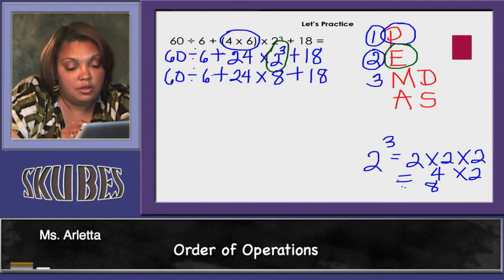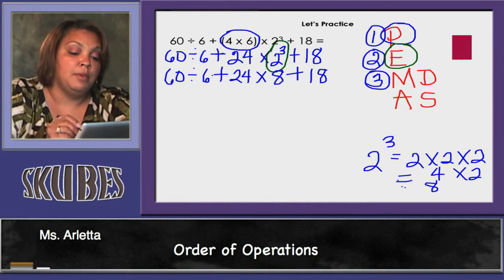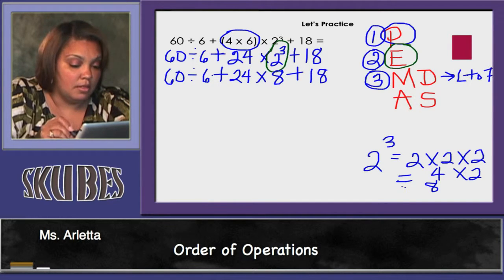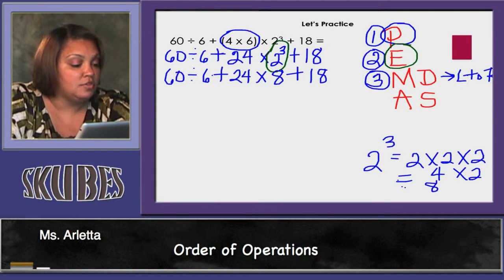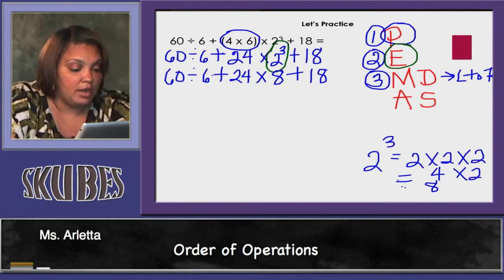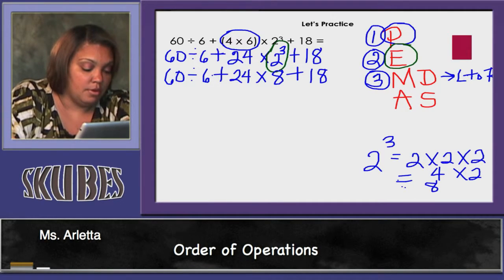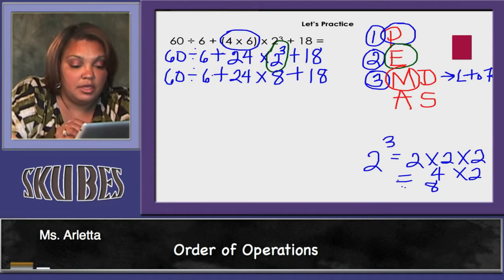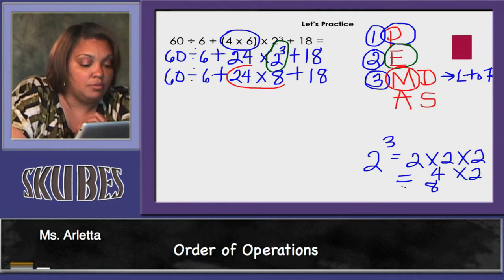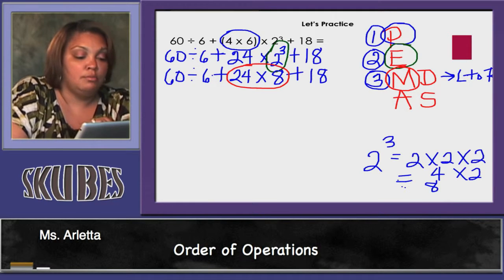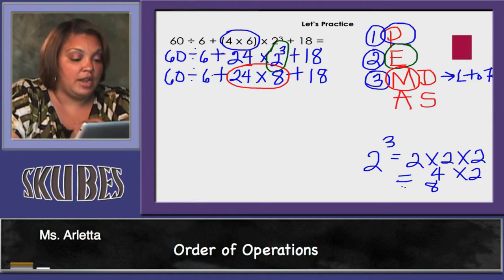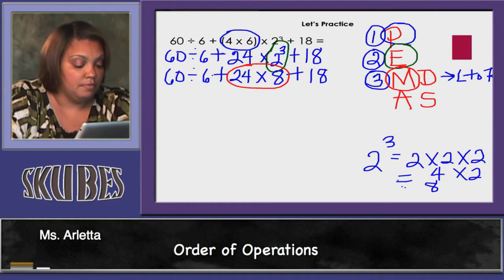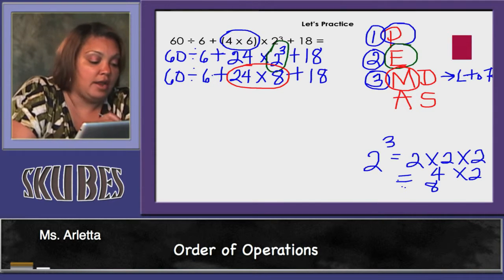And step 3 is multiply or divide. But remember, it has to be from left to right. So I look at a multiplication symbol, and the first multiplication symbol I see is right here. So I'm going to circle my M here and circle my multiplication problem in the expression. I don't see a multiplication symbol anywhere else. I only see plus symbols and division. So that is the only thing I'm going to do in that step. Everything else, I'm basically copying it down.